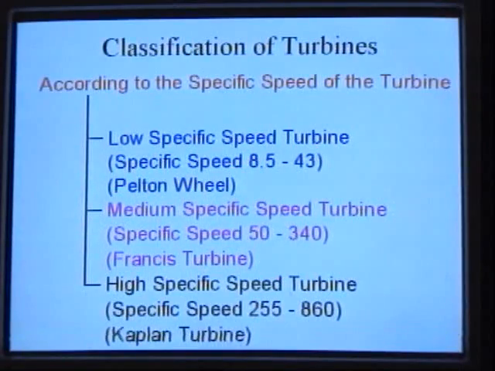Based on the specific speed, the turbines can be classified into 3 different categories. One is low specific speed turbine. The specific speed of these turbines ranges from 8.5 to 43. Generally, Pelton wheel comes under this category. The second type is medium specific speed turbine, whose specific speed is 50 to 340, and Francis turbine comes under this category. The last one is high specific speed turbine, whose specific speed is from 255 to 860. Kaplan turbine comes under this category.